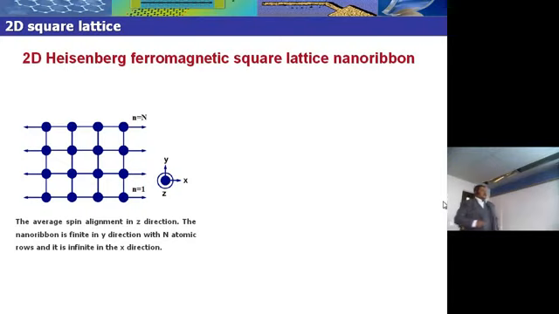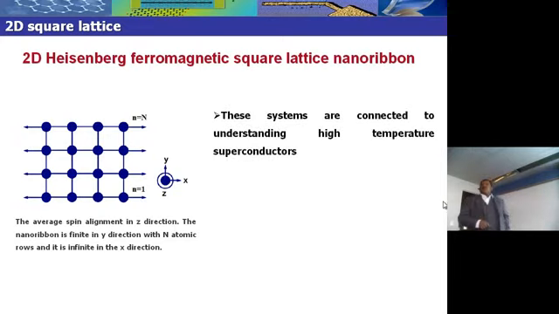It's very interesting from basic science because it's important, for example, for high temperature superconductors, to understand the physics of the two-dimensional square lattice for antiferromagnets. For us, it's very important to study this system for magnetic applications like magnetic memory, switches, and magnetic resistance.